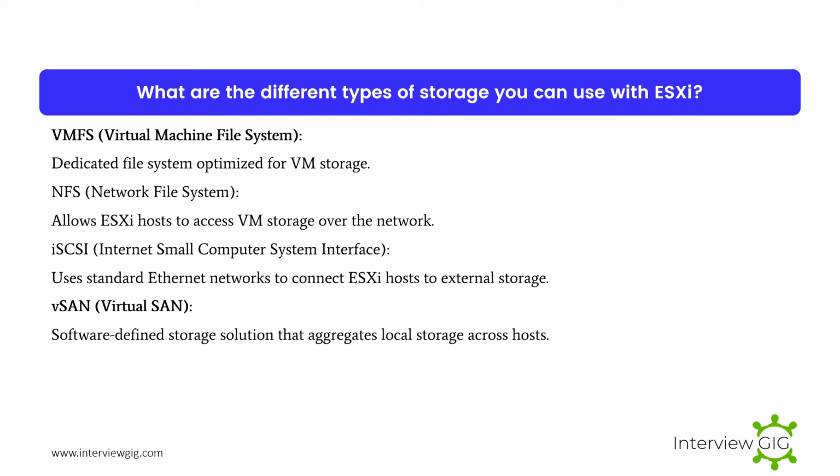What are the different types of storage you can use with ESXi? VMFS, Virtual Machine File System. Dedicated file system optimized for VM storage. NFS, Network File System. Allows ESXi hosts to access VM storage over the network. iSCSI, Internet Small Computer System Interface. Uses standard Ethernet networks to connect ESXi hosts to external storage. vSAN, Virtual SAN. Software-defined storage solution that aggregates local storage across hosts.